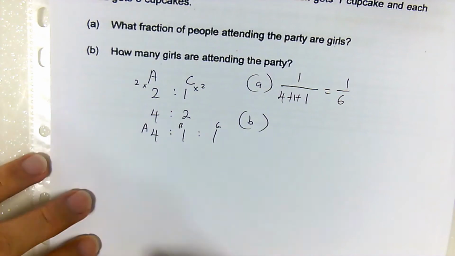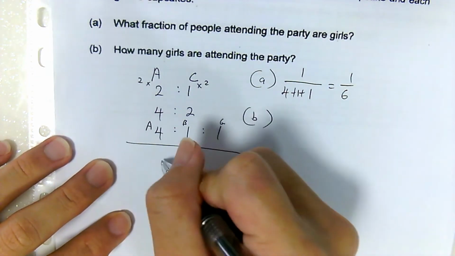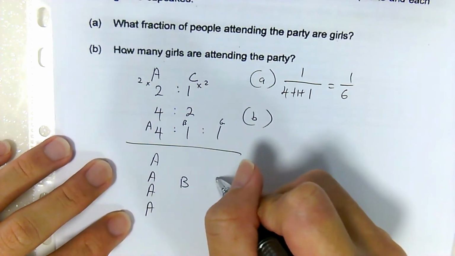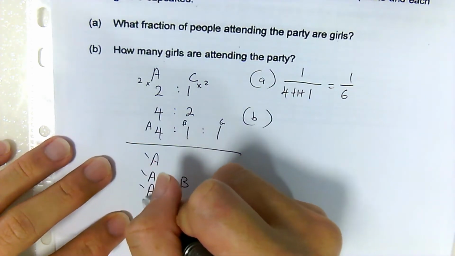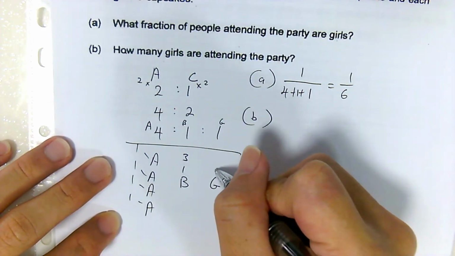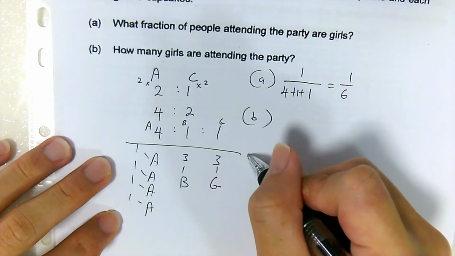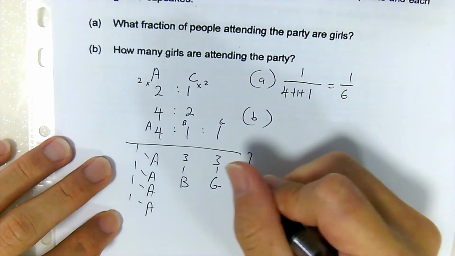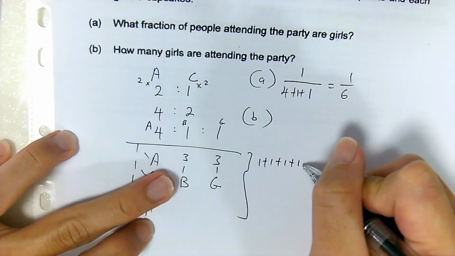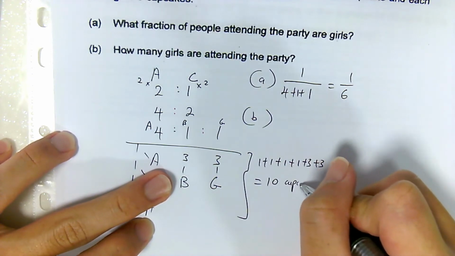Now, you see that there are 4 adults to 1 boy to 1 girl, right? So I'm going to draw adult, adult, adult, adult, 1 boy, 1 girl. Every adult will get 1, so 1, 1, 1, 1. Every boy will get 3 because he is a child, and every girl will also get 3. So let's find the total: 1 plus 1 plus 1 plus 1 plus 3 plus 3. This will give us 10 cupcakes.